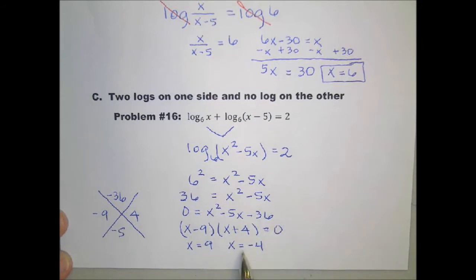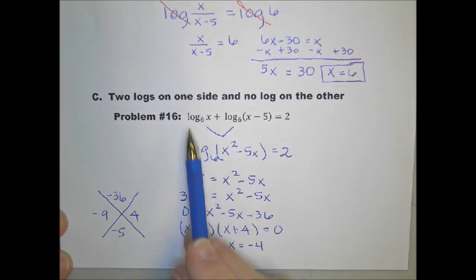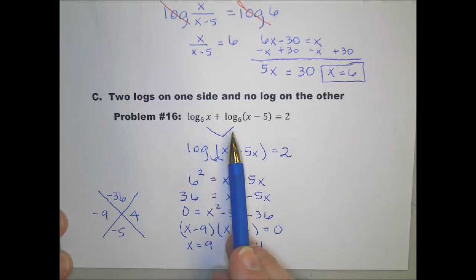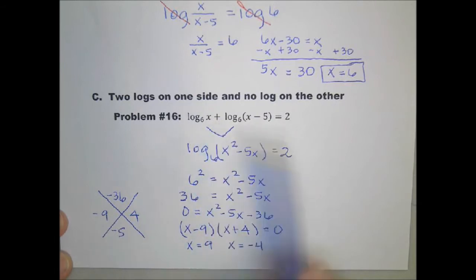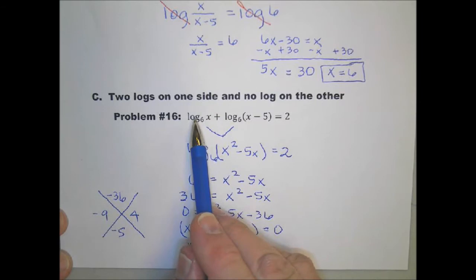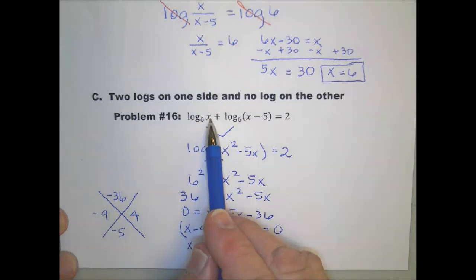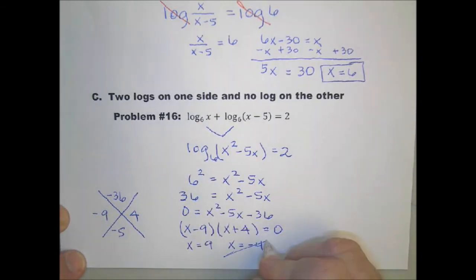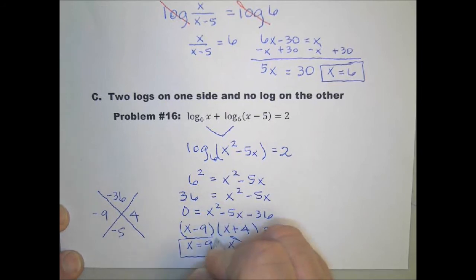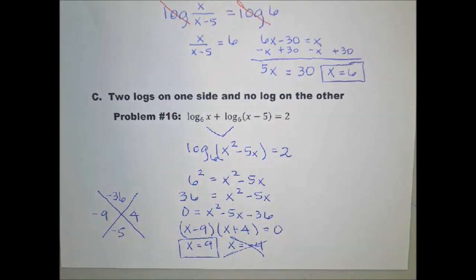Okay, now let's get back to the rule of if you plugged both of these in one at a time, one of them would not work. Like for instance right here, if you plugged the negative 4 into the x right there, you'd be trying to take the log of a negative number, and we know that can't happen. So the negative 4 gets thrown out as an extraneous solution, and x equals 9 is my one and only answer to that problem.